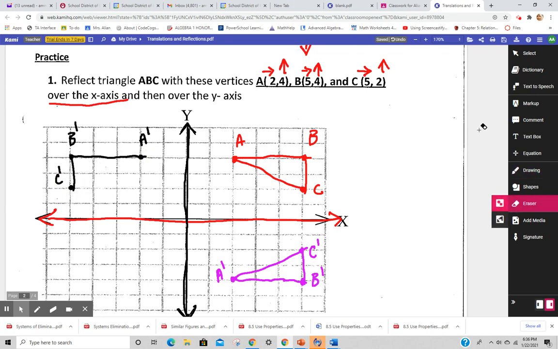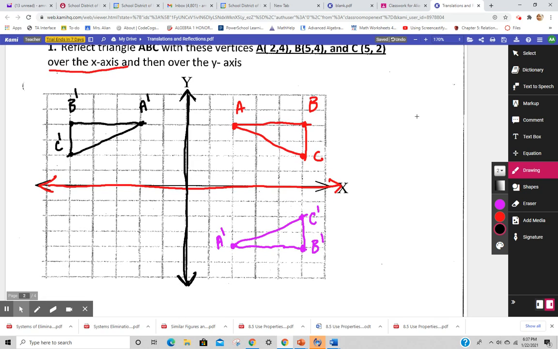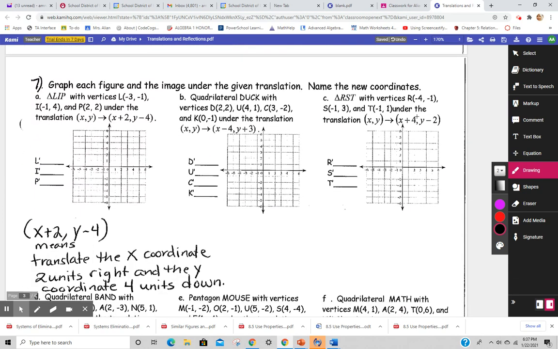Sorry. Let's try to straighten that out a little bit. And that's it. So that's a reflection over the y-axis. Okay? We will be doing more reflections in another lesson. All right, let's go to the next page.